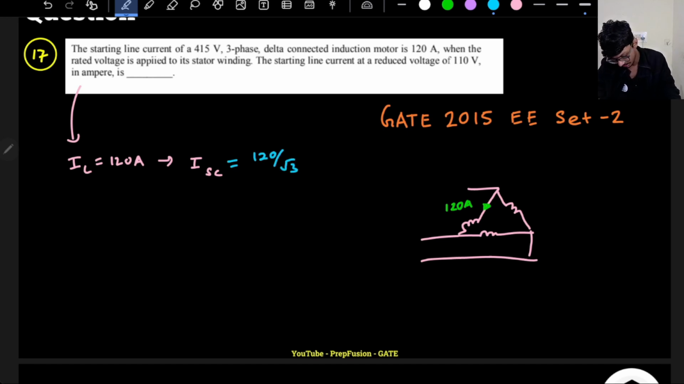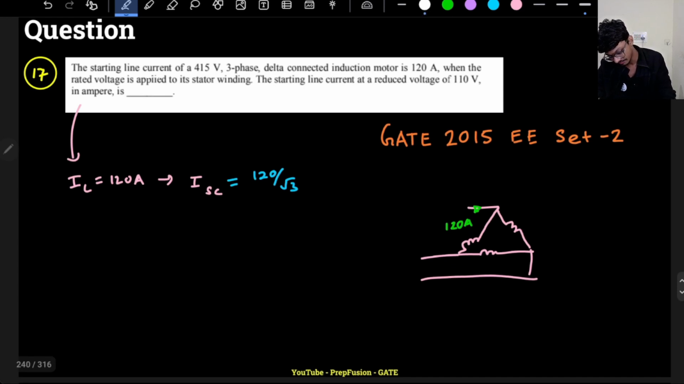Sorry, they have told us the line current, this is not the phase current, right? Phase current will be divided by root 3 at the rated voltage, that is 415 volts. Okay, V is 415 volts. Now they are asking, what is the starting line current when I am reducing the voltage to 110 volts.